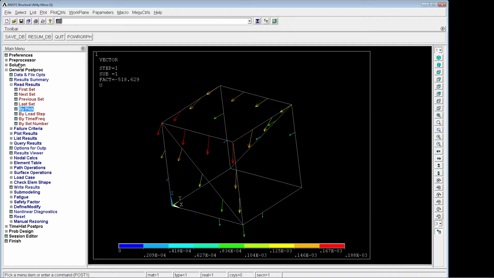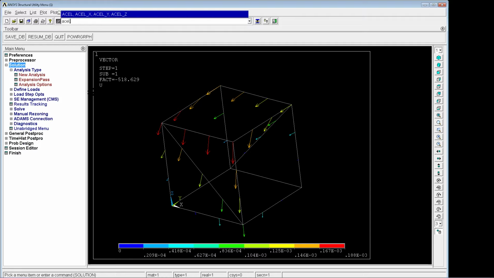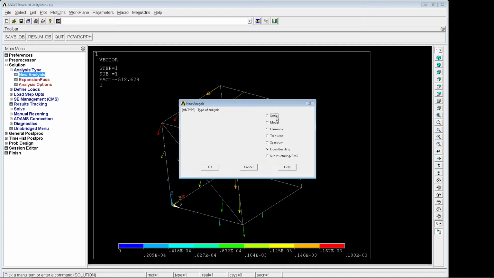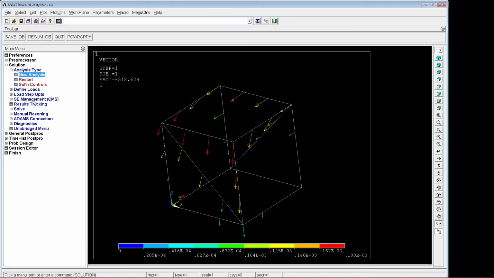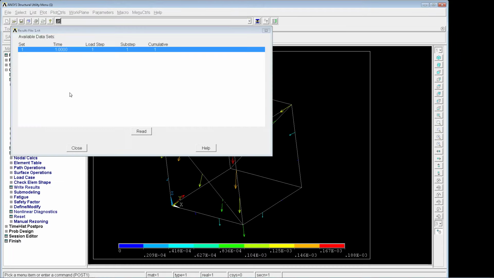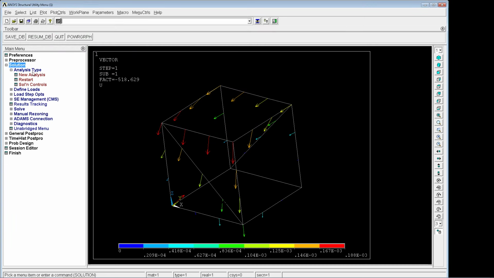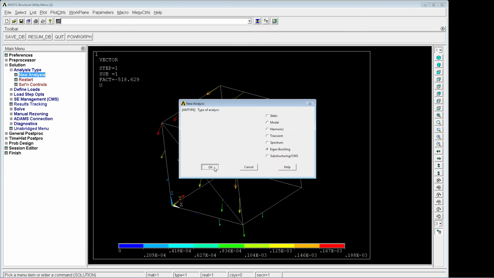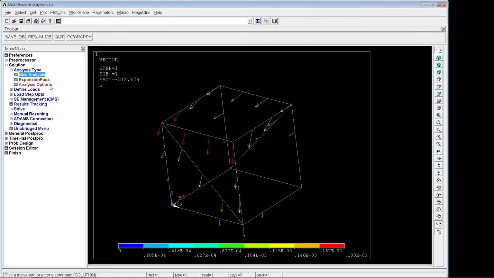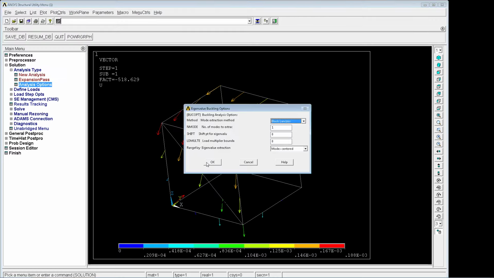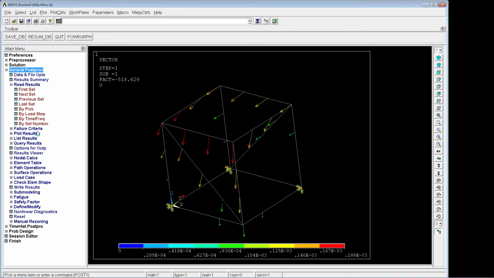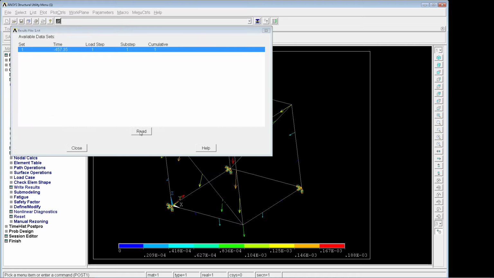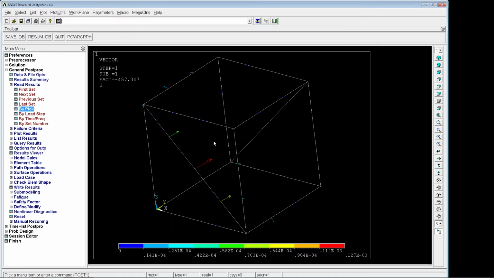So we're going to go back to solution. We're going to apply the acceleration, so it's going to be 100, 100, and 100. We have to change the type of analysis to static, do a solve. We verify the solution, yes. Now we go to solution, new analysis, eigenbuckling, okay, okay. Analysis option again 1 and solve. Now we go and look at the results by pick, and we still have a negative one, a different value.